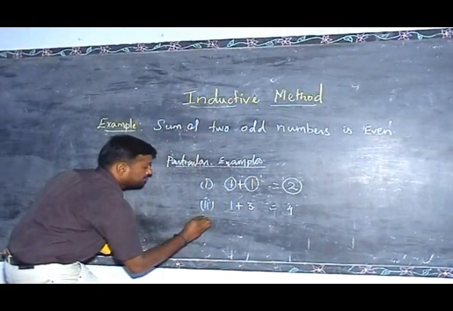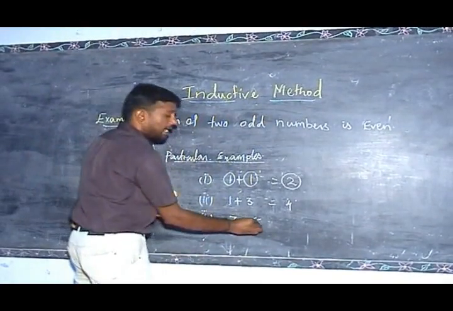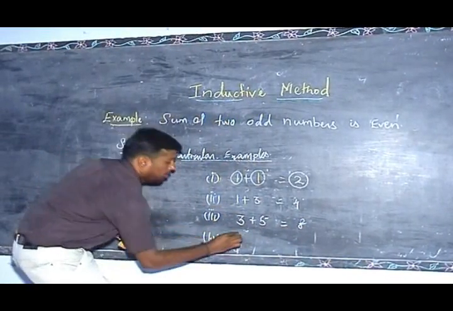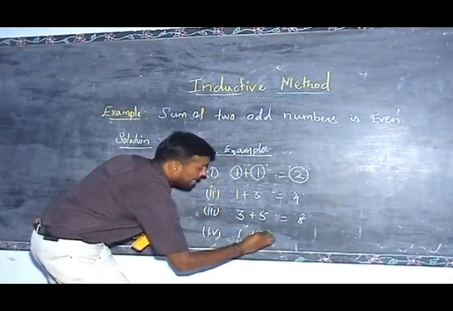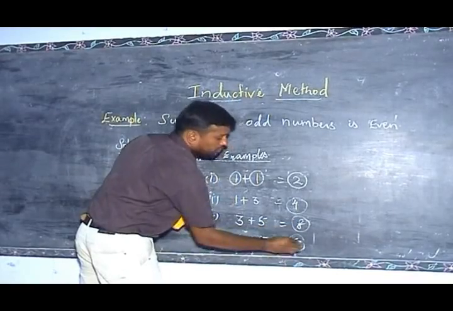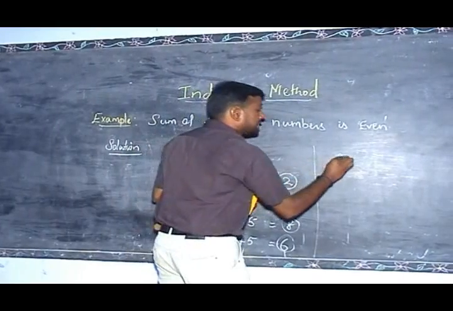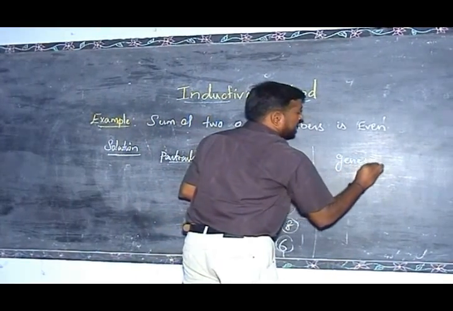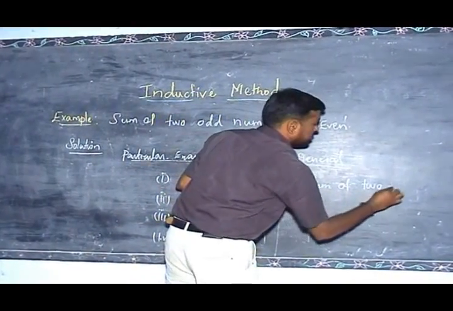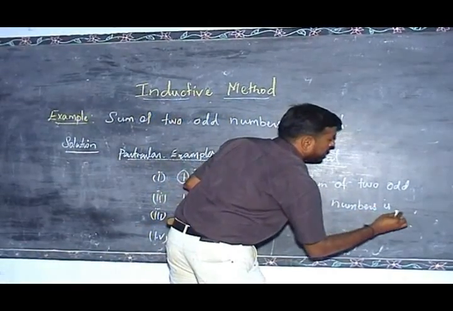Then example 3, 3 plus 5. 3 is an odd number, 5 is an odd number, then 3 plus 5, 8 is an even number. Then example 4, 1 is an odd number, 5 is an odd number, therefore 1 plus 5 is equal to 6, an even number. It means that all the solutions of the sum of two odd numbers are even. Therefore, we conclude, or we generalize, that the sum of two odd numbers is even.